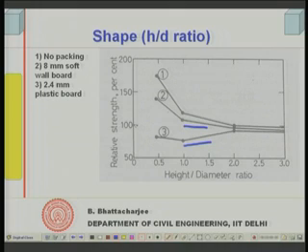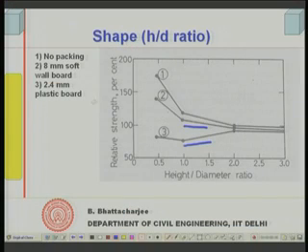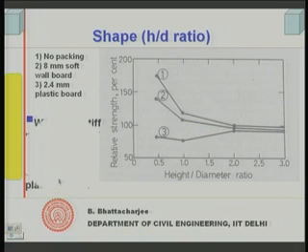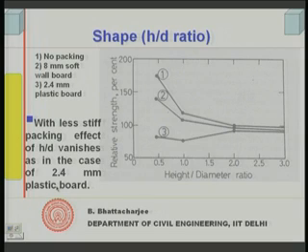So, we have seen that a normal cube shows a higher strength, or its failure pattern is like that, because of the Platen effect. Capping effect is translated into Platen effect, the plates which restrict. If you change the machine platens by some softer material, you will find with soft material there is no effect of end restraint. So, with less stiff packing, the effect of H by D vanishes, as in the case of 2.4 millimeter plastic board.